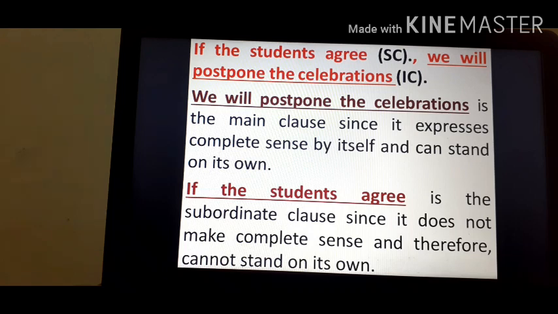Let's understand with one more example, and I have also written the explanation here. If the students agree, we will postpone the celebrations. We will postpone the celebrations is the main clause, since it expresses complete sense by itself and can stand on its own. If the students agree is the subordinate clause, since it doesn't make complete sense and therefore cannot stand on its own.